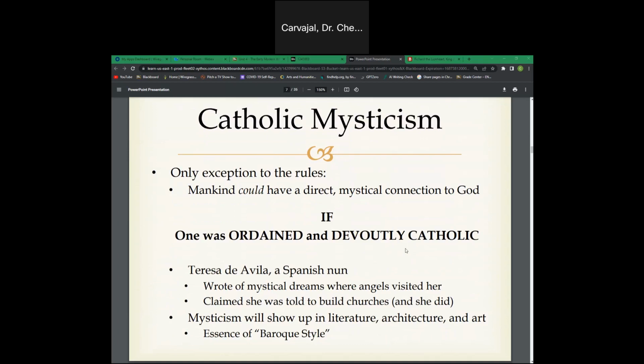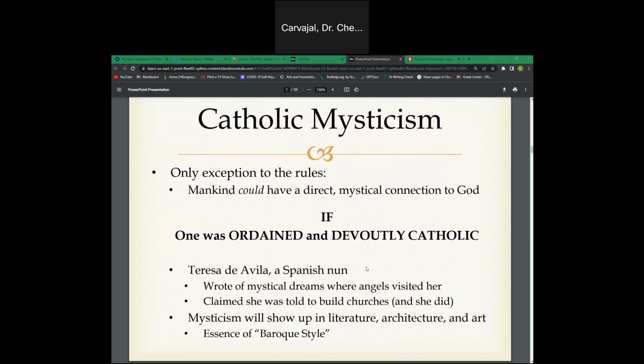She started having these visions that she was supposed to build Catholic churches. And so she did. She actually built more churches than any person in history that we know of. But she didn't build them herself, of course, she had them built. Her writings ended up being spread all throughout Catholicism, to show the kind of relationship you can have with God on a mystical level if you are an ordained minister. Those mystical stories really caught the imagination of a lot of Catholics.